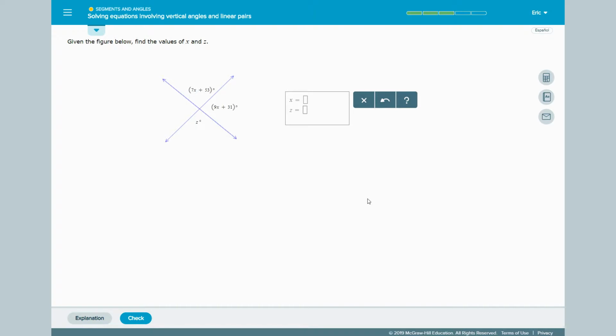Solving equations involving vertical angles and linear pairs. For those of you who missed the math, well, it's back. I'm going to just write this up here because we're going to need it for any and every one of these problems. Vertical angles are equal and linear pairs equal 180.